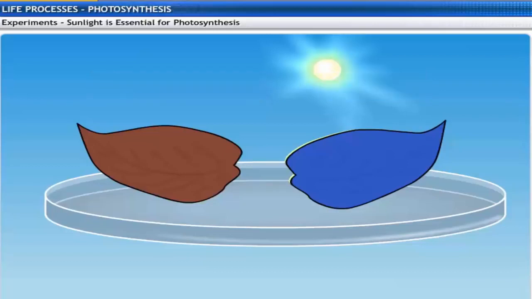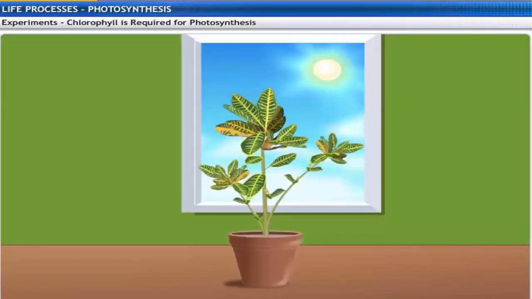Since the leaf of the plant that was exposed to sunlight turned blue-black, you can conclude that light is essential for photosynthesis. Let's conduct a small experiment to prove that chlorophyll is necessary for photosynthesis to take place.